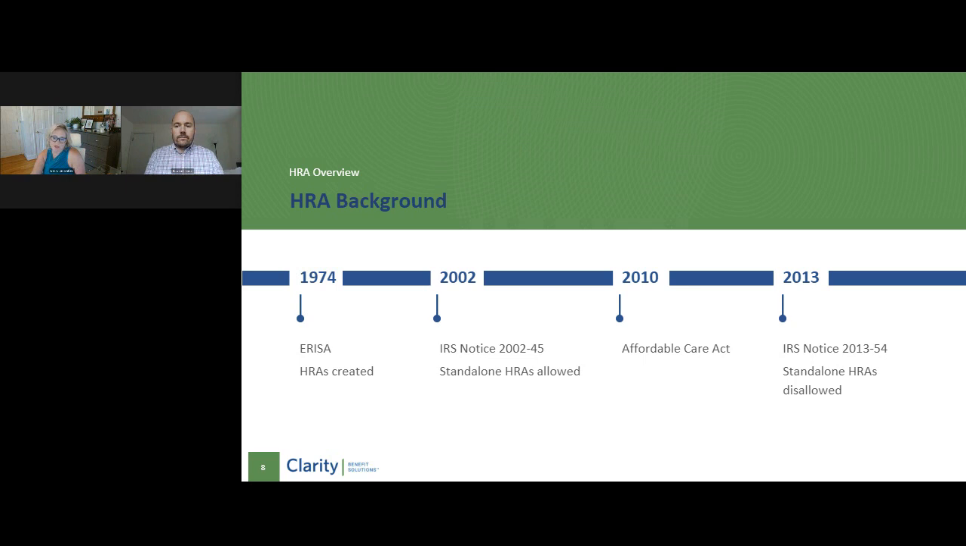So in 2013, the IRS ruled that HRAs needed to comply with ACA rules and be integrated with an underlying ACA compliant health plan. Now, this essentially ended for the time being the standalone HRA.